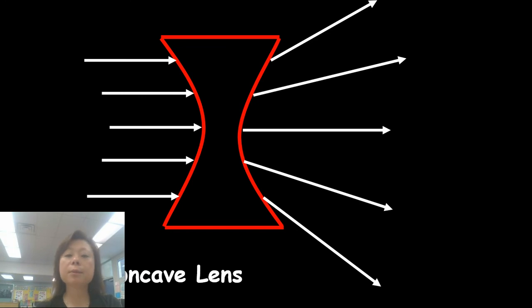So what do we call the bending of light? Refraction. So do this with me. Convex, concave. Convex, concave. See how it caves in? Wax on, wax off.